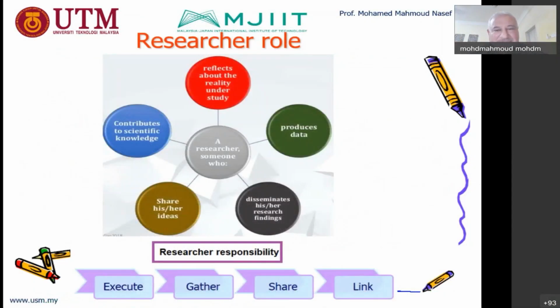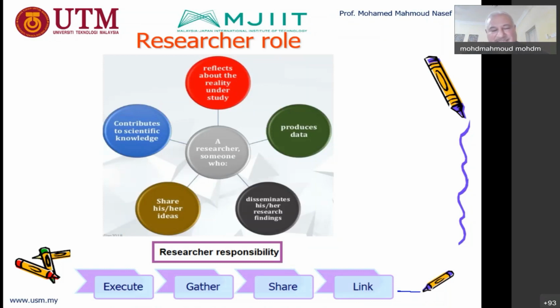Okay, so what's the researcher's role in this particular case? Our role is simply to reflect about the reality under our study. So we tell people what we do and what we get. We produce the data, we disseminate the research findings, we share ideas, and then we contribute to the scientific knowledge. That is a noble cause, and probably our responsibility, to execute research and gather the knowledge, the data, and the information. And by the way, data is different from information, which is different from knowledge.